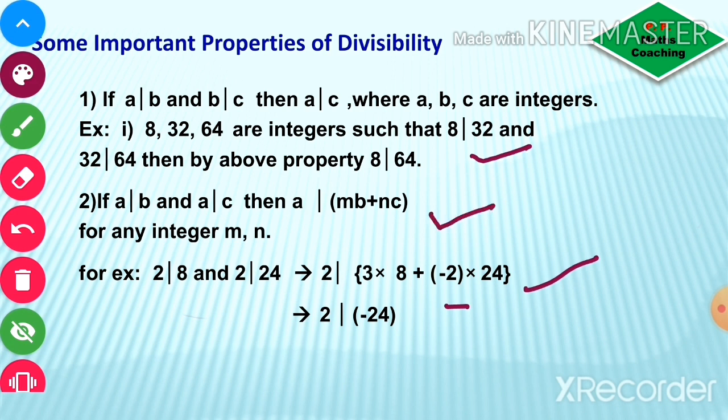So this implies 2 divides minus 24, because 8 threes are 24, and then 24 into minus 2 is minus 48. So minus 48 plus 24 is minus 24. That means here 2 divides minus 24 also. Okay, now move to the next.